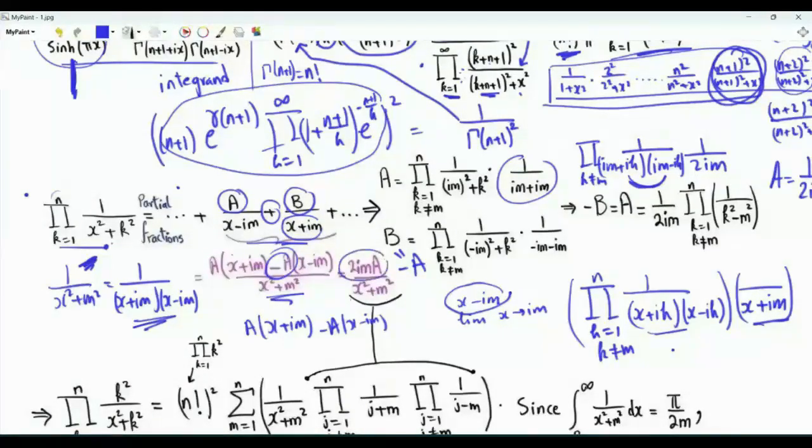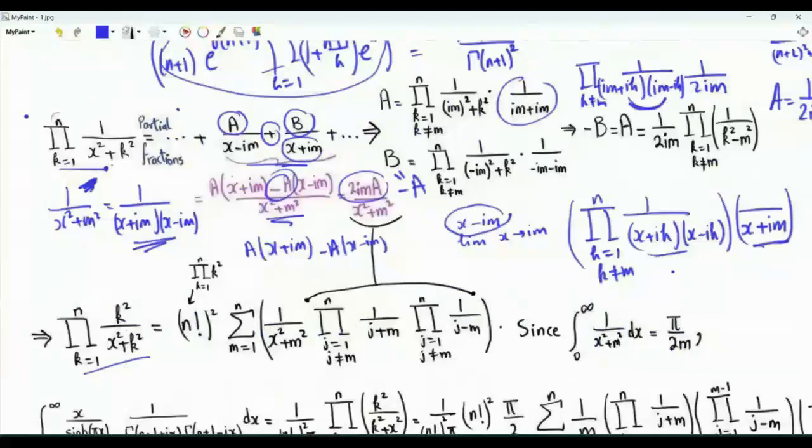The numerator is 2ima. The product that we are interested in integrating is that of k squared over x squared plus k squared, k from 1 to n. Applying the product to the numerator, we get 1 times 2 times 3 all the way to n, all squared. That's the factorial of n squared. Then this product here can be written using partial fractions. It will be a sum with n terms.